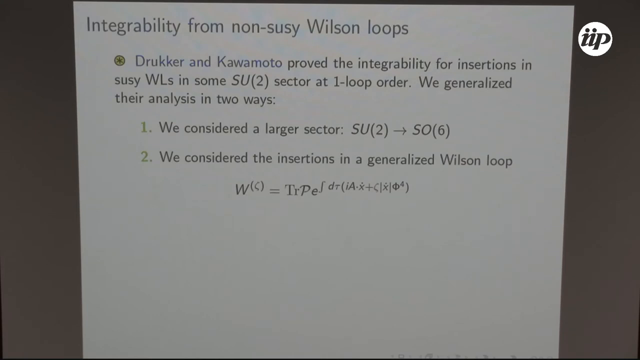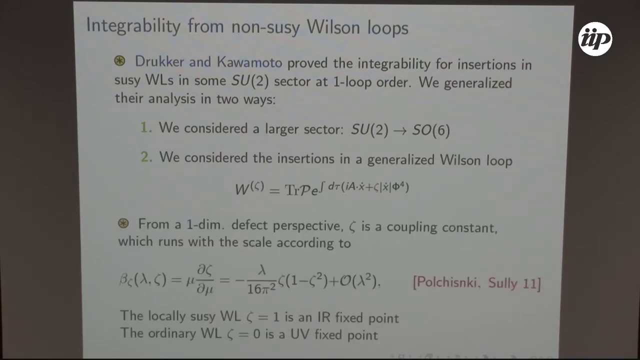And then another generalization is that instead of considering the insertions in the locally supersymmetric Wilson loop, we consider the insertions in this generalized Wilson loop, which is generalized through the addition of this parameter zeta that interpolates between the ordinary Wilson loop when you set zeta equal to 0 and the locally supersymmetric Wilson loop when you set zeta equal to 1. By itself, this is a very interesting object, because it can be interpreted as a one-dimensional defect field theory, defined on the line, if your Wilson loop is a line, or on the circle, if your Wilson loop is a circle. And this additional coupling is interpreted as a coupling constant in this one-dimensional field theory.